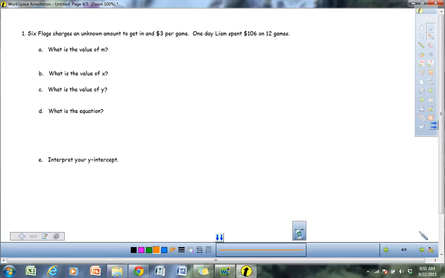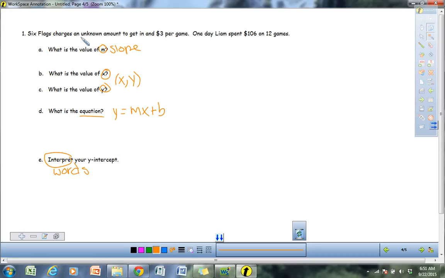Alright, let's look at our first example. Six Flags charges an unknown amount to get in and $3 per game. One day, Liam spent $106 on 12 games. So we need to figure out what is the value of m. And remember, m is our slope. What is the value of x? What is the value of y? So that's looking at it as if it's a point, x comma y. What is our equation? And we're going to write that in slope-intercept form, and then interpret your y-intercept, and that means use some words.